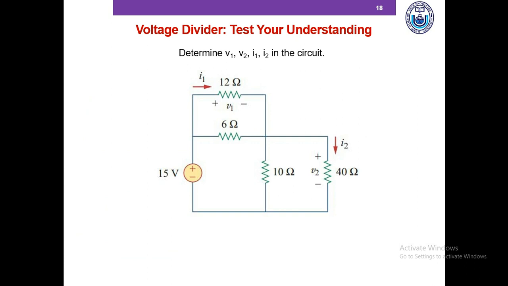Okay, so hopefully you've been able to solve this problem. V1 is equal to 5, V2 equals 10, and I1 and I2 is this. So what we can do is combine these two resistors into one, and combine these two resistors into one. Then we have two resistors in series, and if we apply the voltage divider rule, we get V2 and V1, and then we can further apply Ohm's law to obtain I1 and I2 from this circuit.